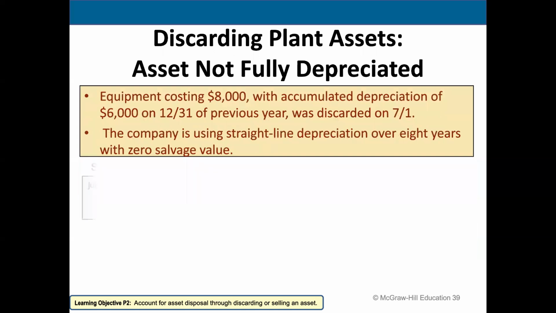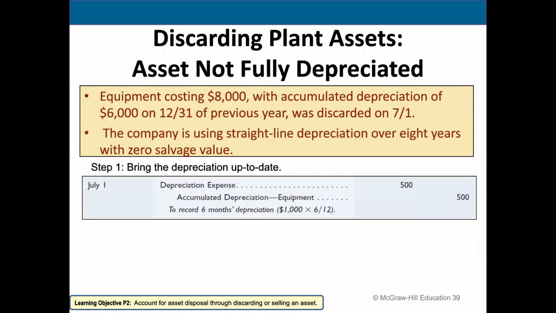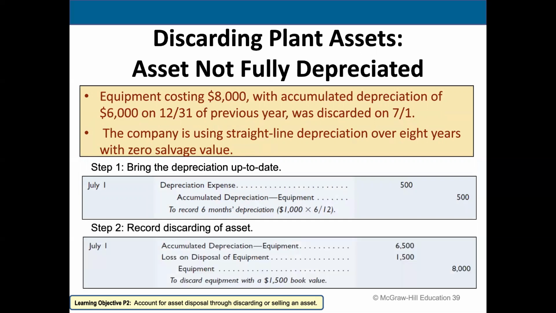But what if it's not fully depreciated? What if we still have some book value? So here we have equipment that cost $8,000 with accumulated depreciation of $6,000 for the previous years. And we're discarding it on July 1st. The company uses straight line depreciation over 8 years with zero salvage value. All right, so we know that up to this point, we've depreciated $6,000. So the first thing we have to do is bring our depreciation up to date.